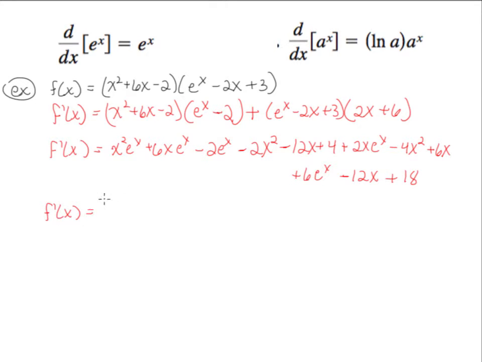The derivative of f is equal to x squared e to the x plus 8x e to the x plus 4e to the x minus 6x squared minus 18x plus 22.